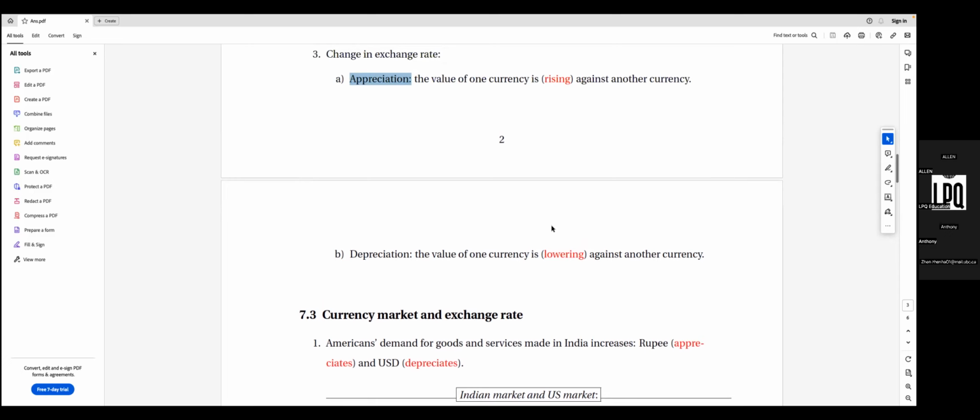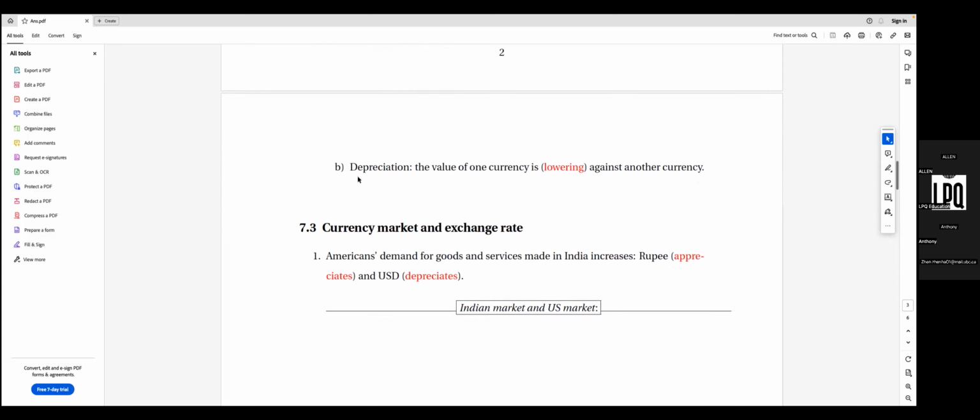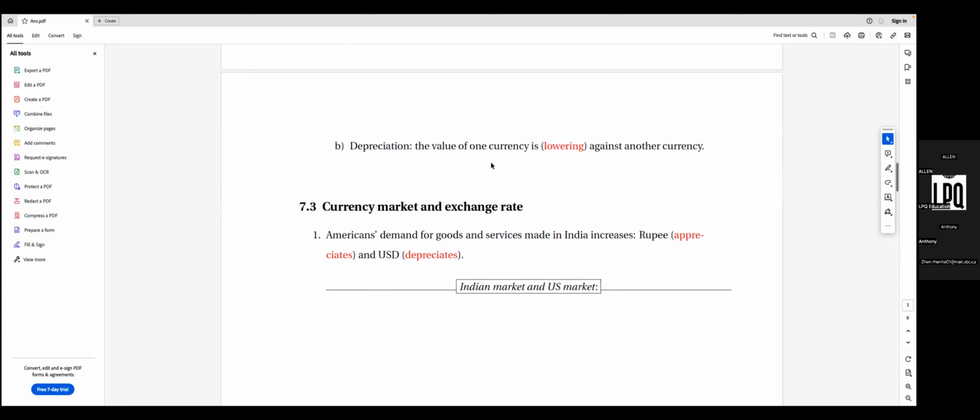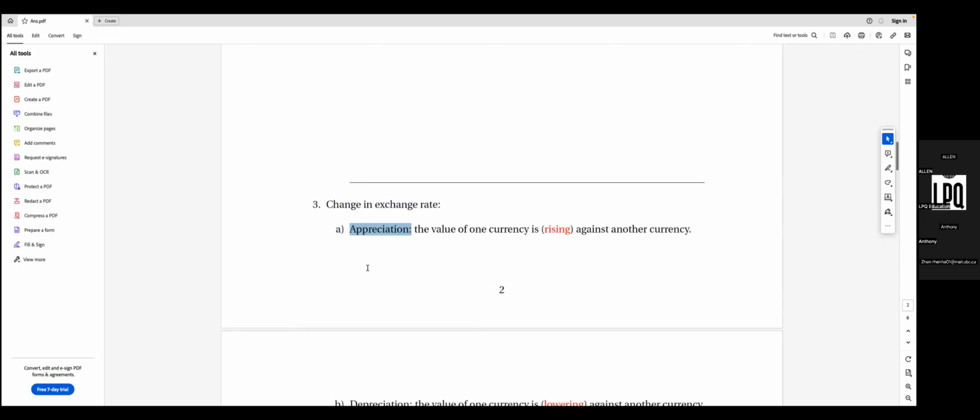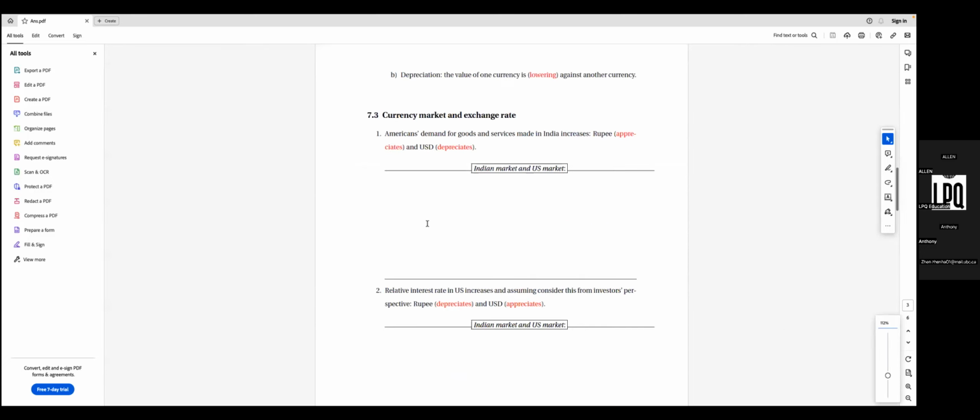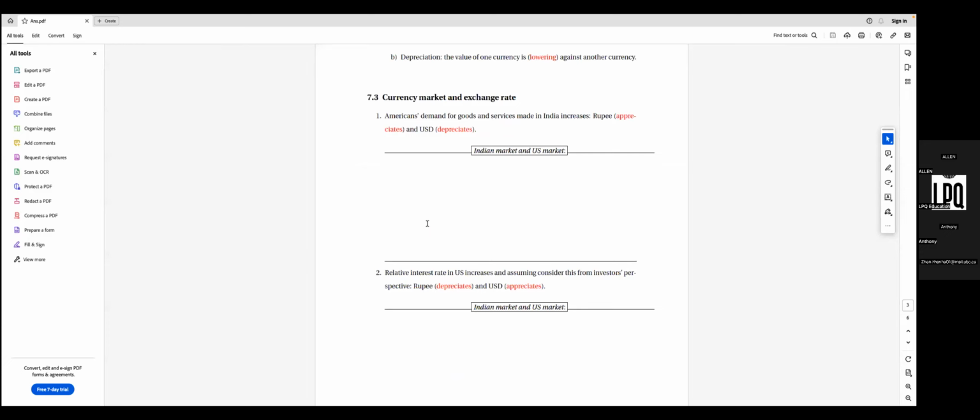Okay, so the definition of depreciation is the value of your currency, maybe your home currency, is lowering against another currency. So appreciation and depreciation. And the final part, we just discuss various different examples, different situations to explain why your currency can be appreciated, why your currency can be depreciated, why your currency is getting stronger and stronger, and why your currency is getting weaker and weaker.